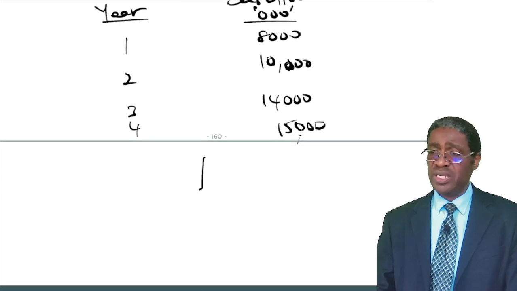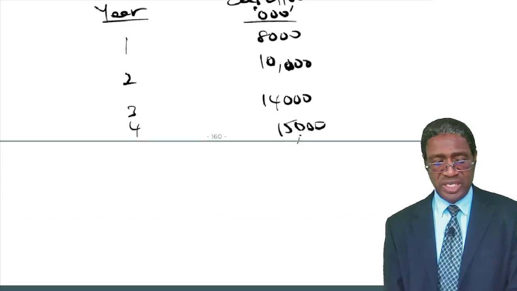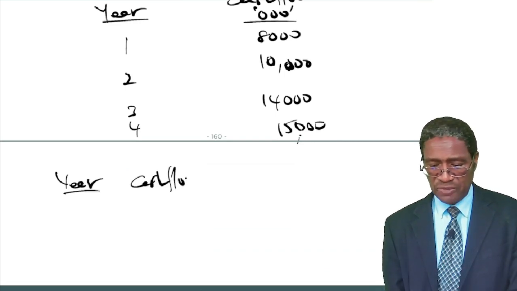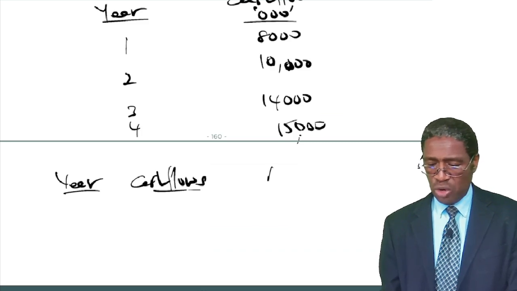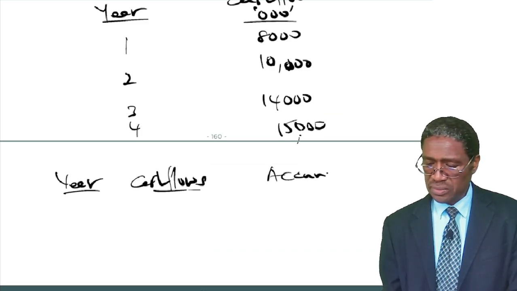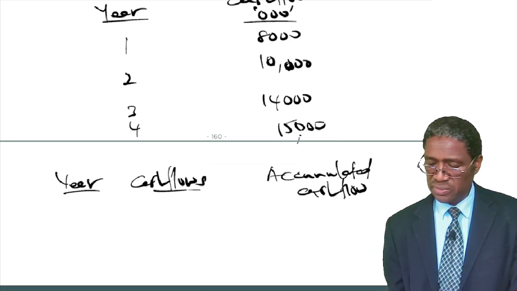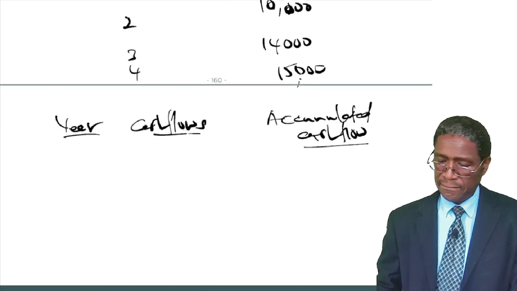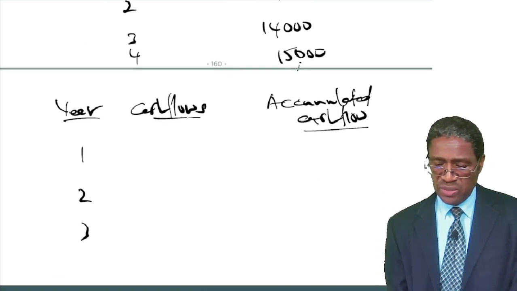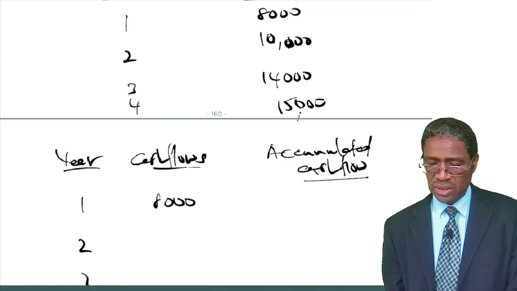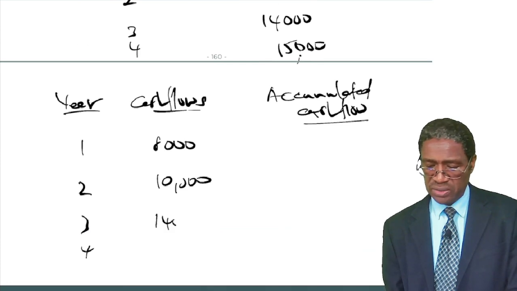Good. So before we determine it in formula form, let's get the cumulative. Let's have another table. Have a column for the year, a column of the cash flows, then a column of accumulated cash flows. Year 1, I recover 8 million. Year 2, 10 million. Year 3, 14 million. Year 4, 15 million.